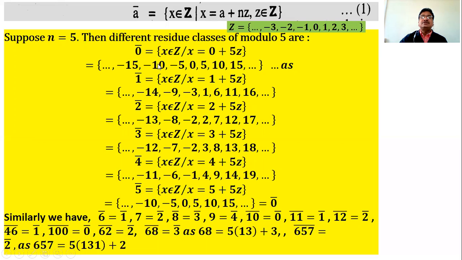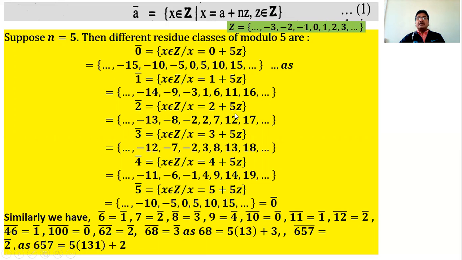This is 0 bar. Then 1 bar is what? Again by using this definition, X belongs to Z such that X is equal to 1 plus NZ. N is 5, so X is equal to 1 plus 5Z. Substitute small z from the set capital Z as -3, -2, -1. If we substitute -3, we have -14. Then if we substitute -2, -10 plus 1 is -9. In this way, substitute the values of small z as -1, 0, 1, 2, 3. We have this set. So this is 1 bar.